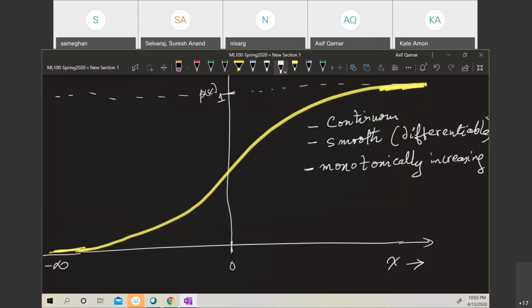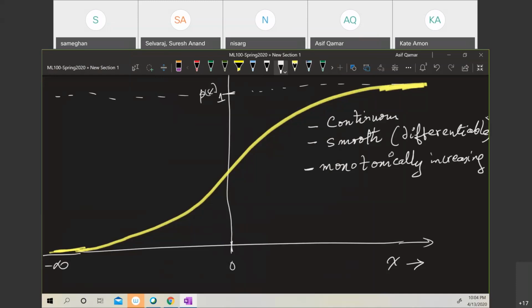What does monotonic mean? It only moves in one direction, and does not move in the other direction. So for example, as x increases, at no point does it start decreasing. It always keeps increasing. If it increases, it always increases. If it decreases, it always decreases. That's the nature of a monotonic function. Here it is monotonically increasing. It's a quality, isn't it?